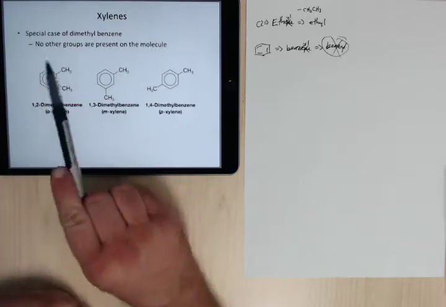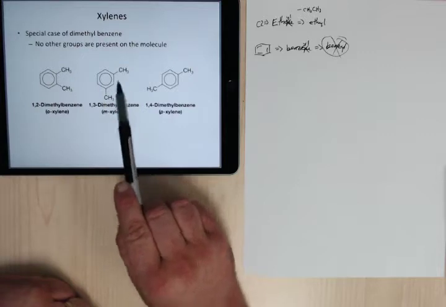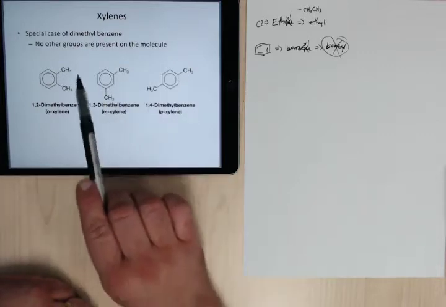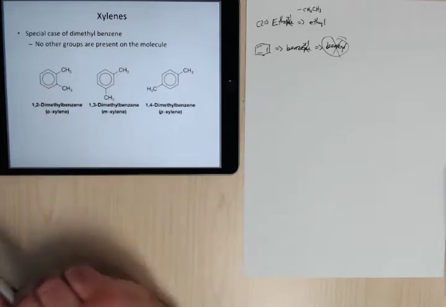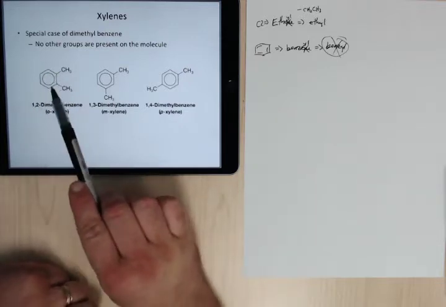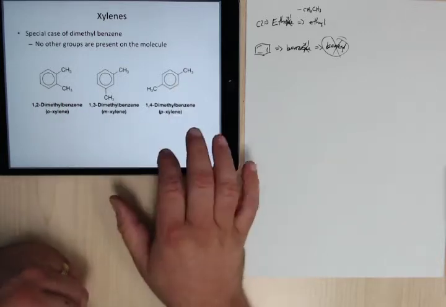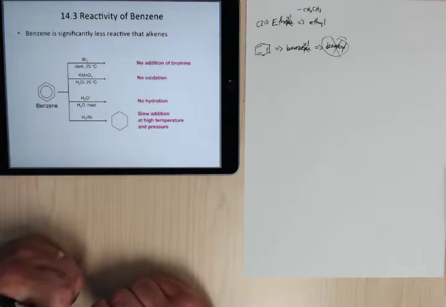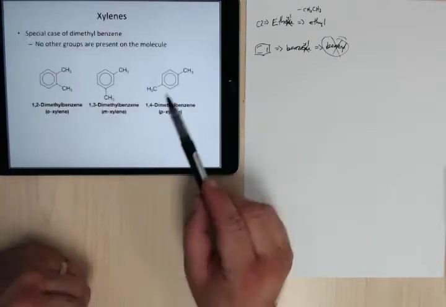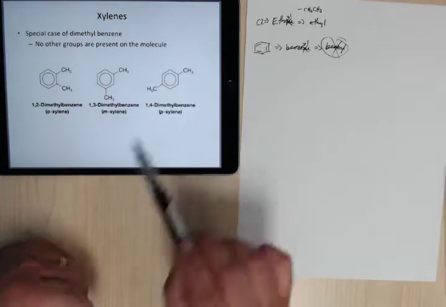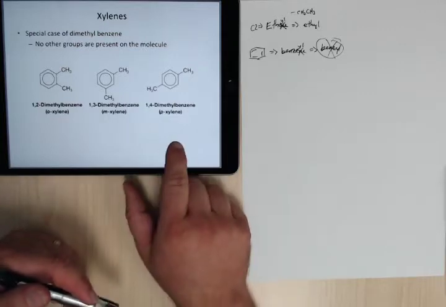Xylenes are the special case where it's dimethylbenzene, and you'll have ortho-xylene, meta-xylene, para-xylene. No other groups are present. If not, it becomes a dimethyl something. With some exceptions, it's pretty much just dimethylbenzene, so it's called a xylene. We'll talk about that later, about when this is actually an incredibly important molecule in your daily life, probably. We'll talk about that in a minute.